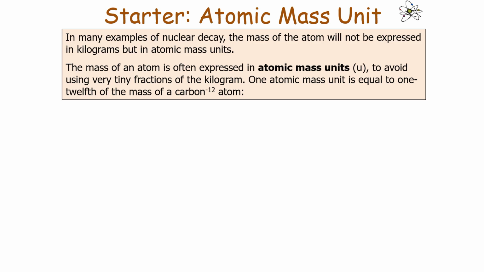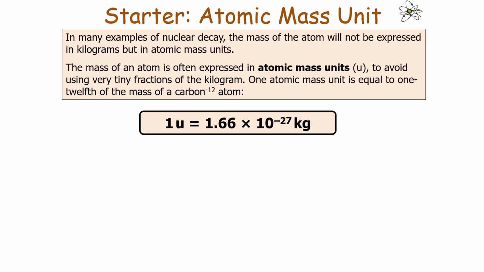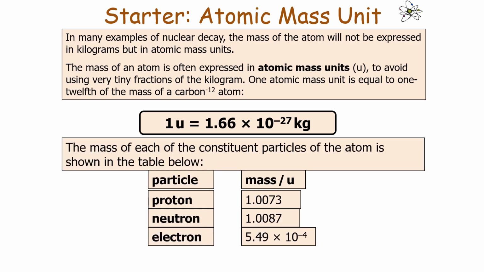So the mass of an atom is expressed in these atomic mass units, U, to avoid very, very tiny fractions of kilograms being used. Now the definition of one atomic mass unit is that it is equal to 1/12 of the mass of a carbon-12 atom. Now 1 U is equal to 1.66 times 10 to the minus 27 kilograms. So here are some examples of the masses of the constituent particles of an atom in these values of U. A proton is 1.0073 U, a neutron 1.0087 U, and an electron is 5.49 times 10 to the minus 4 U.